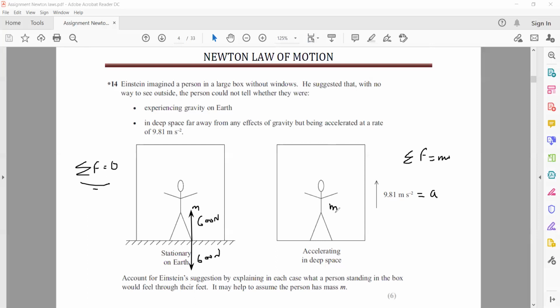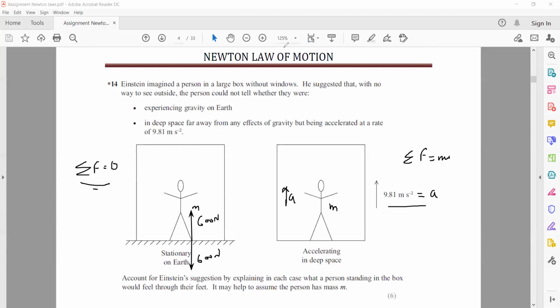But if this whole box is accelerating, whenever the whole system is accelerating, the acceleration of the system is the same as the acceleration of the object which is inside. Like if you are inside a car and your car is accelerating, it means the acceleration of the car is the same as the acceleration of the bodies or the person inside. So if this whole box is accelerating, the person also should have an acceleration, and it will be the same acceleration.